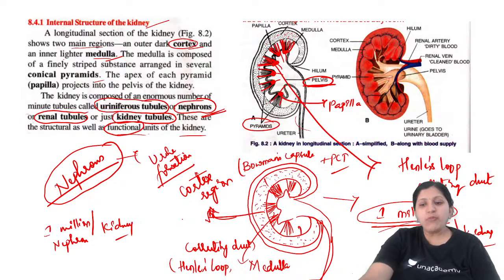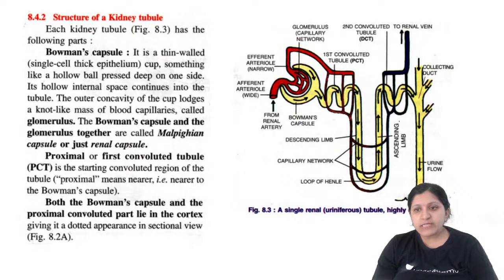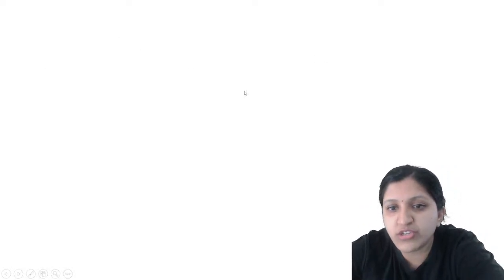Alright, so now moving on to the next part. We will see the structure of a kidney tubule. You can see this is the structure, so I'll just draw it and explain. Each kidney tubule has the following parts. There is Bowman's capsule. Before I explain, let me just draw it and explain it to you. Just a second, I'll change the color.